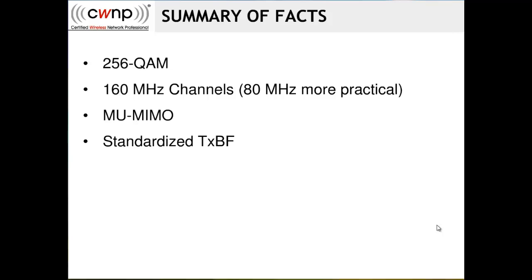Multi-user MIMO, this is something coming in wave 2 with support of standardized transmit beamforming, where we'll be able to effectively communicate with multiple client devices at the same time from that AP, giving us behavior more similar to a switch and less like a hub. Maybe we'll just call it a smart hub instead of calling it a switch. But at any rate, we'll be able to see a better overall throughput when we have these technologies to implement this capability as well.